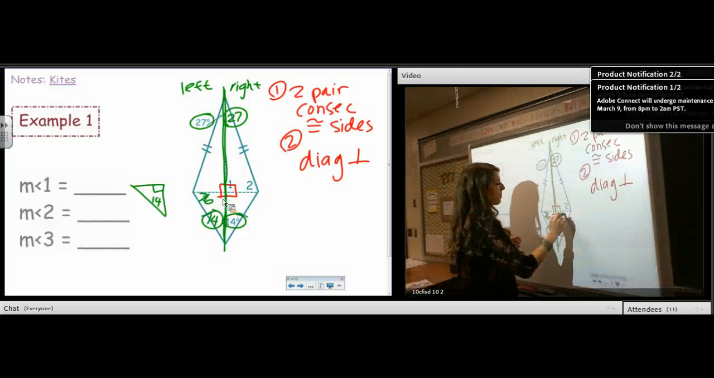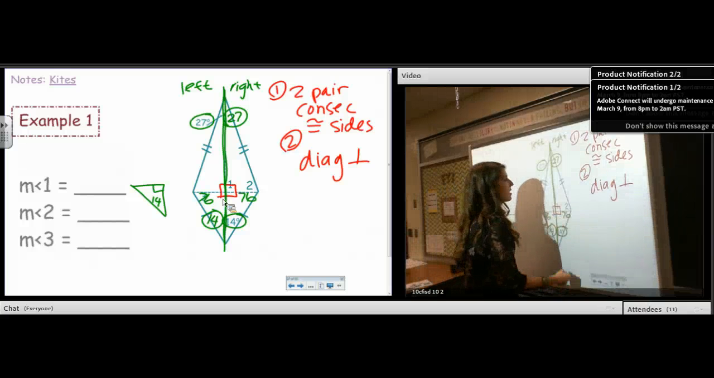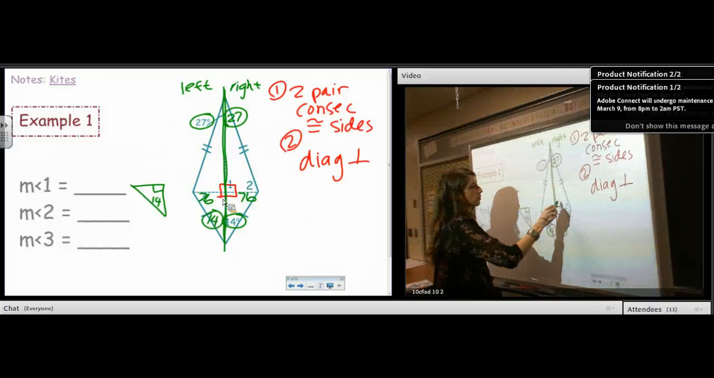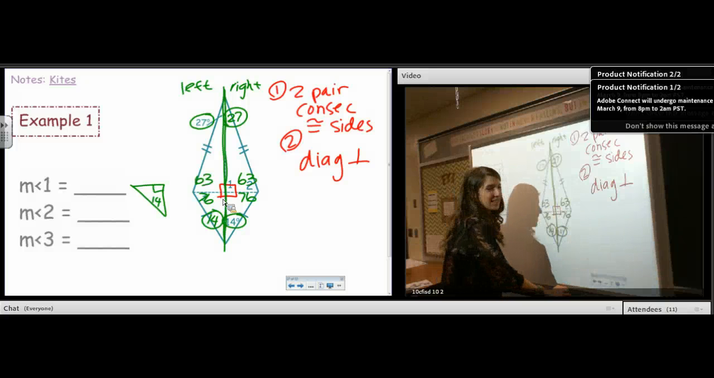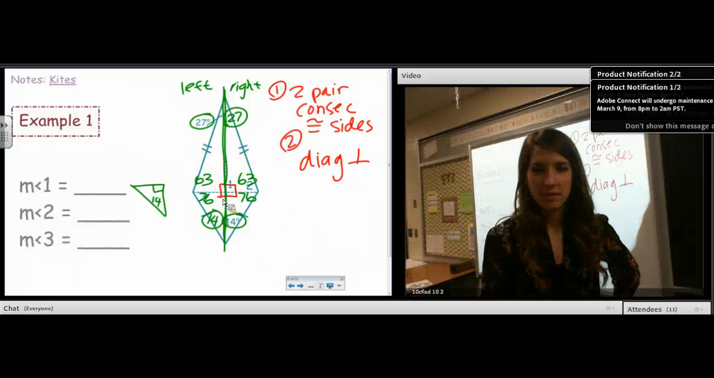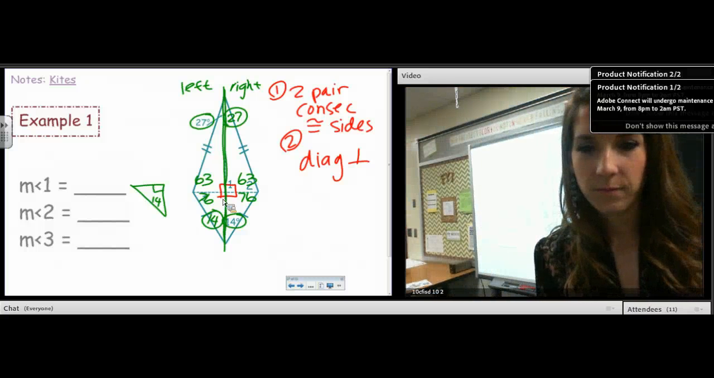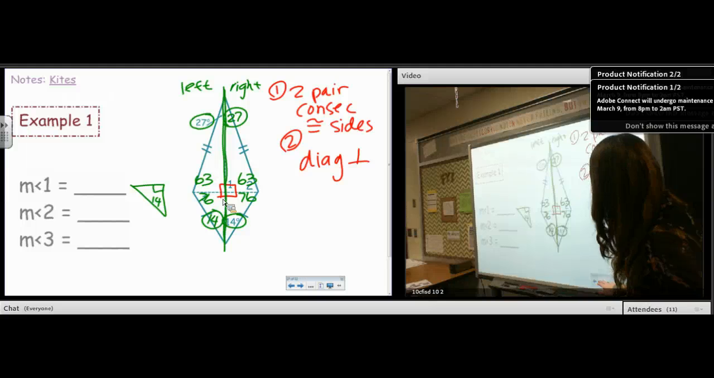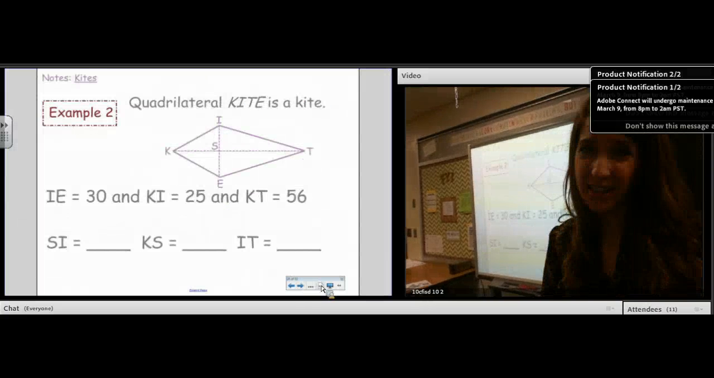Whatever happens here happens here. It's a mirror. 76, 76. And then the complement of 27. 63, and whatever happens there happens there. So I found more than we needed, but that's better than finding less than what we needed. Were you okay with this? It's pretty easy. Kites are pretty easy once you memorize the properties. Memorizing the properties is the hard part because you've got a lot to memorize by now.